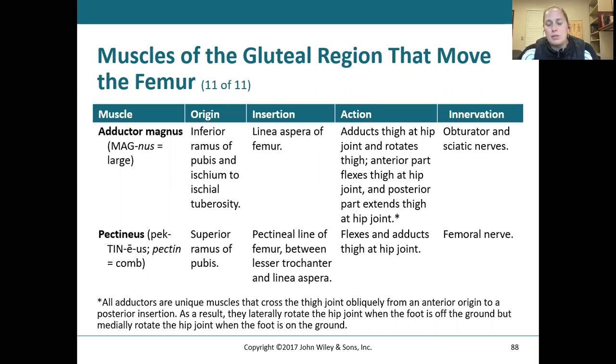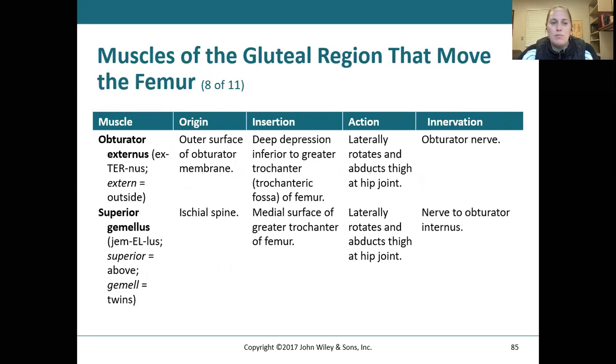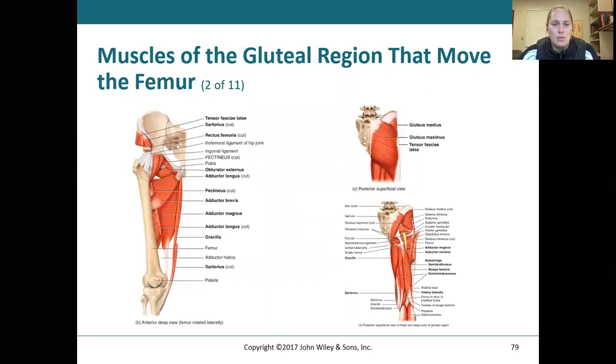Okay. Adductor magnus, again, adducts the thigh. Pectineus flexes and adducts the thigh at the hip joint. Okay, so we've basically hit upon many of the muscles that we're looking at here. The rectus femoris, the obturator externus, the adductor longus, the pectineus, adductor brevis, adductor magnus, gracilis, sartorius.